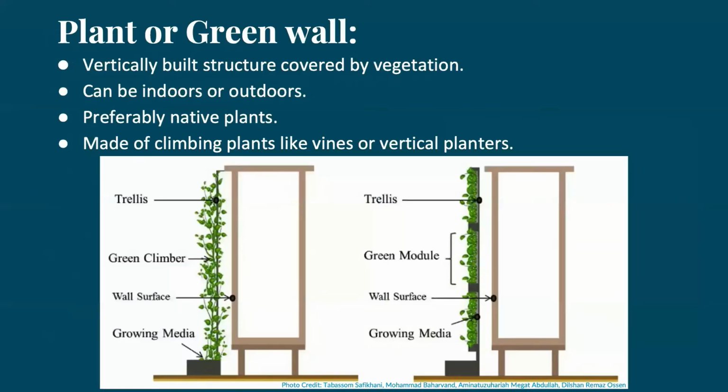So one other idea for green infrastructure is a plant or green wall, which is a vertically built structure covered by some source of vegetation. Could be an indoor or an outdoor plant or green wall, and preferably you would use native plants, so this reduces the risk of species being introduced and becoming invasive. And usually you might choose something that is a climbing plant, like a vine or vertical planter. You might use the help of something like a trellis, a little green climber or green module there, and whatever your growing media is going to be.